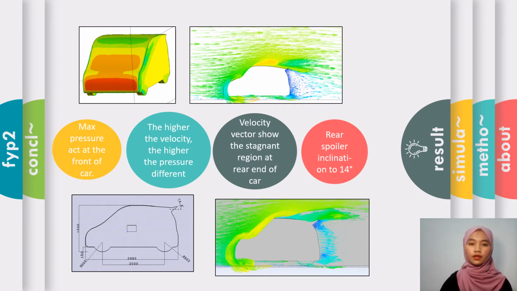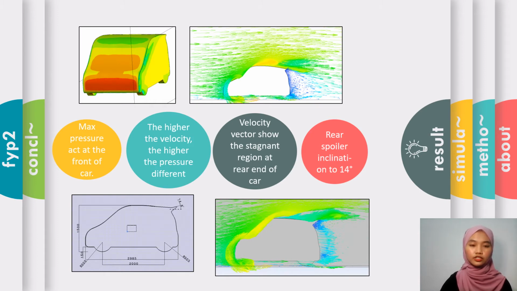Next, the picture shows the velocity vector of the car. There is a stagnant region at the rear end of the car. The turbulent flow didn't distribute uniformly and caused the stagnant region. Based on the past paper, one modification, which is a 14-degree rear inclination, can improve the turbulent flow.